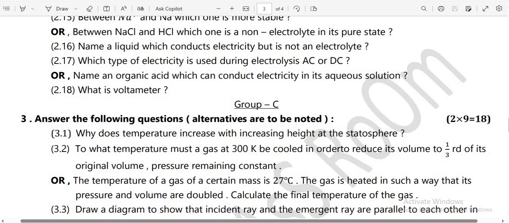3.1 Why does temperature increase with increasing height at the stratosphere?